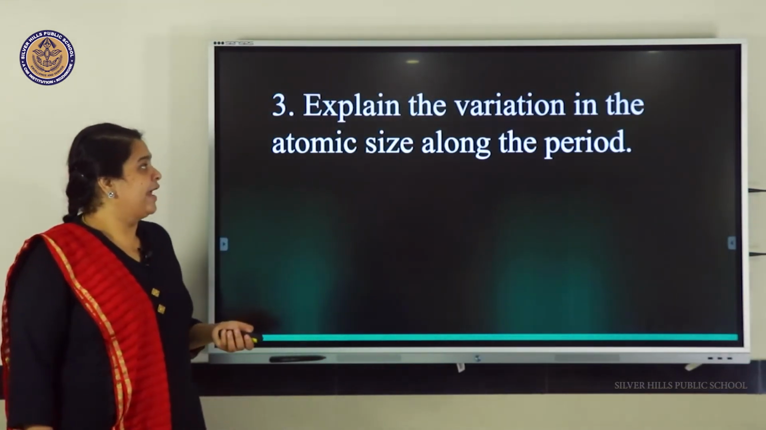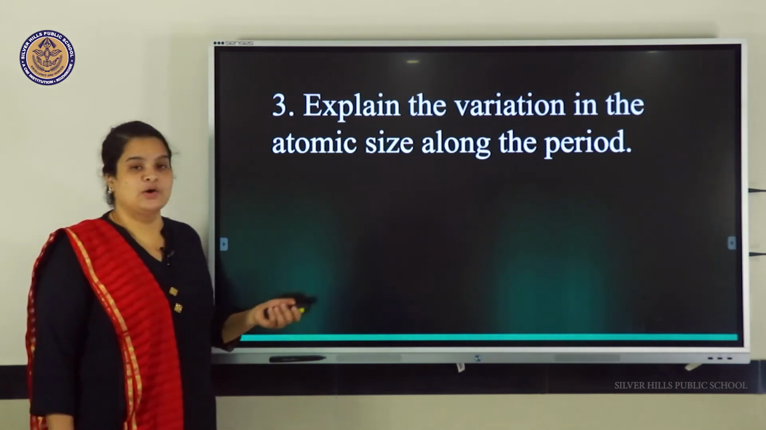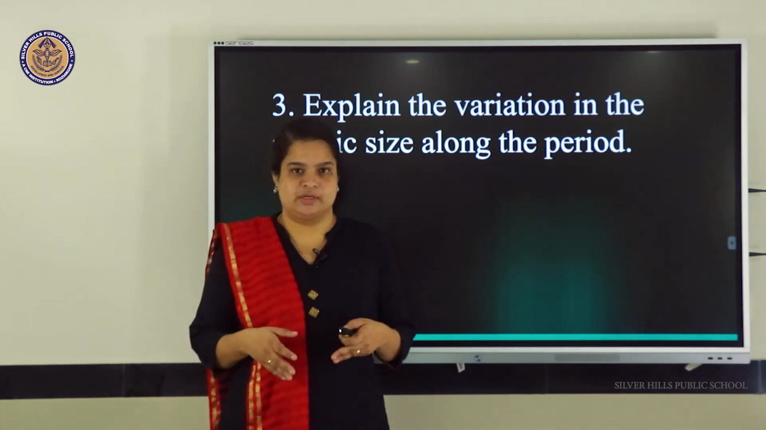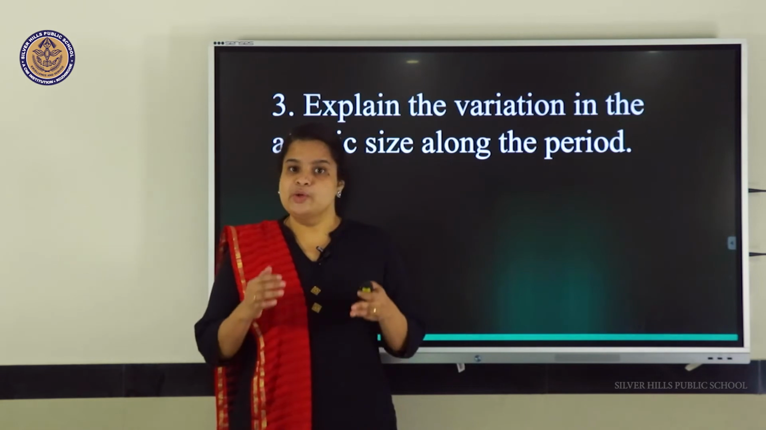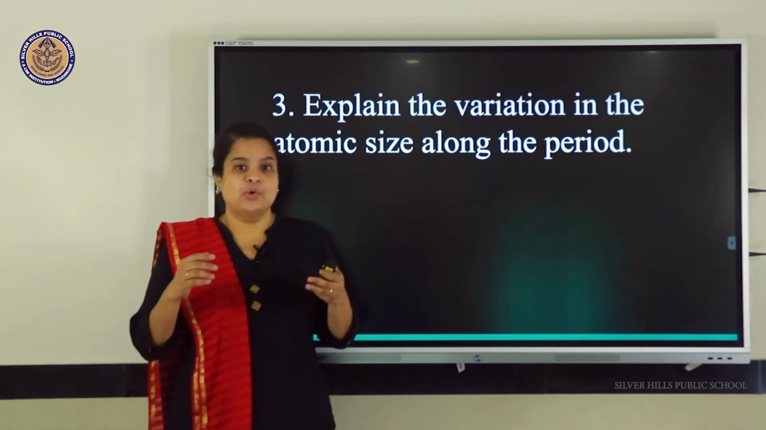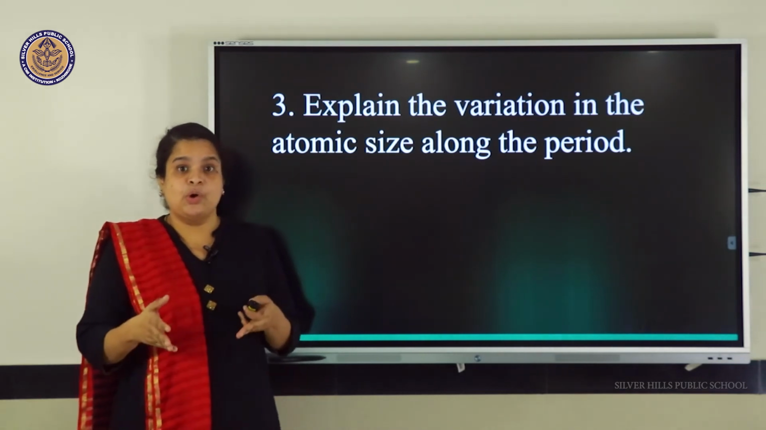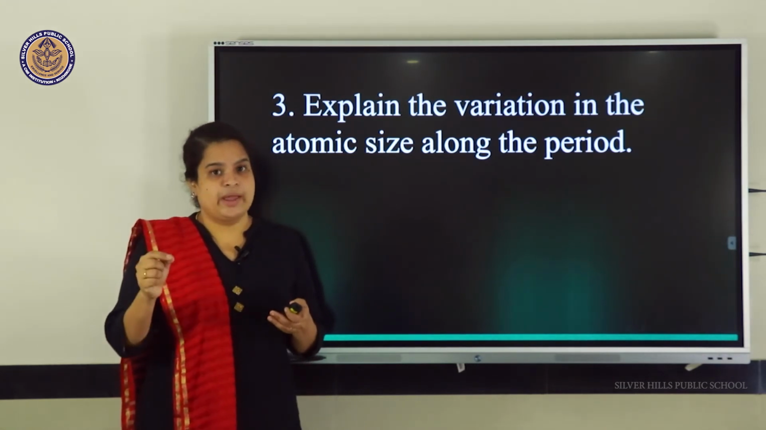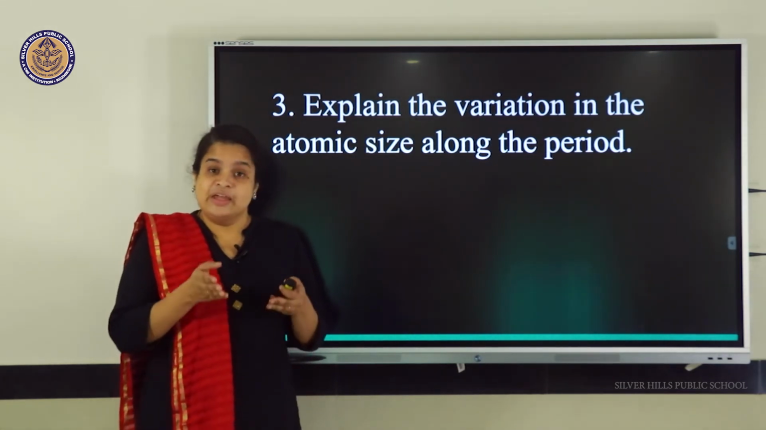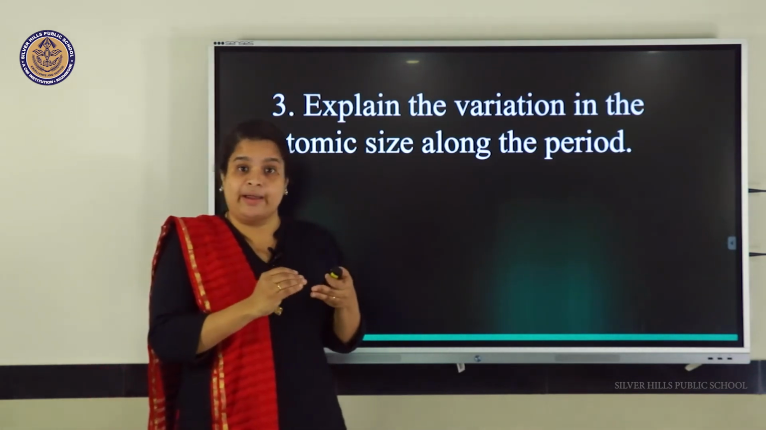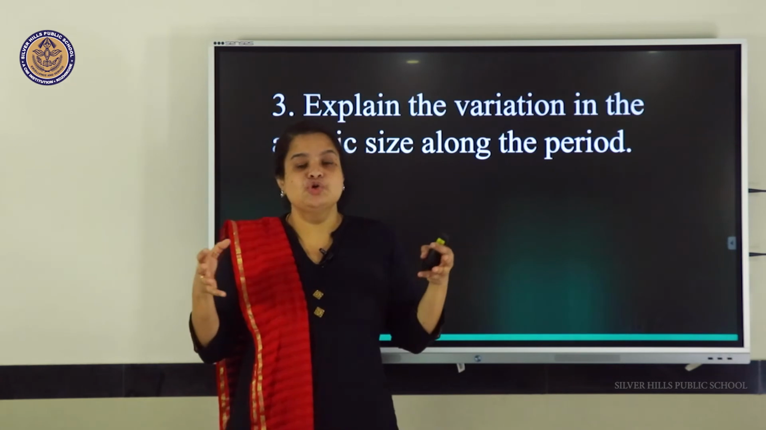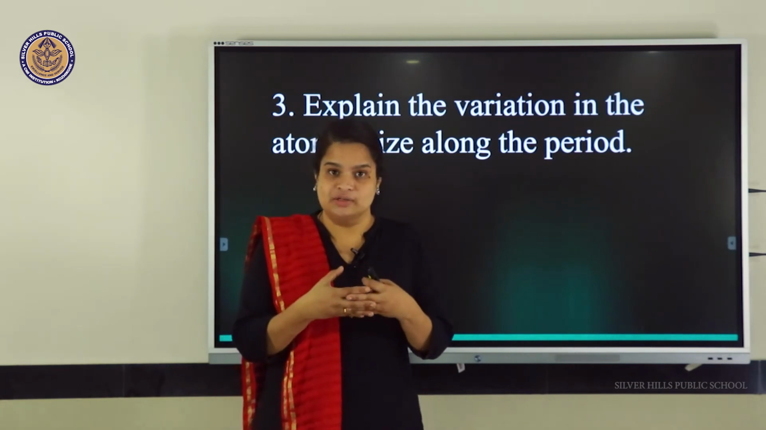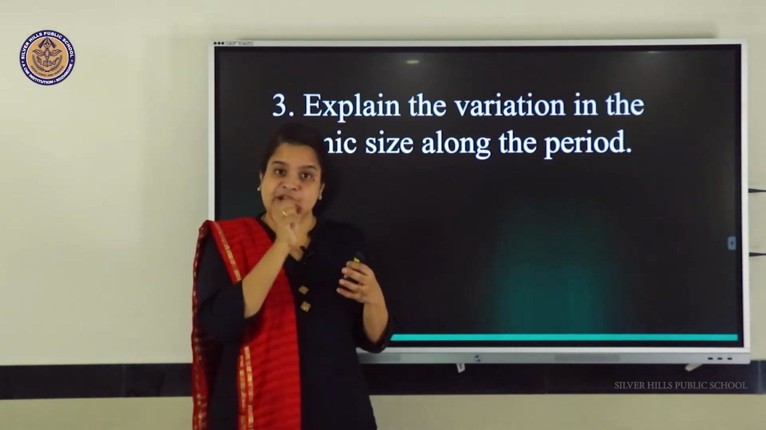Question number 3, explain the variation in the atomic size along the period. When you see such a question for the board exam, it can be a 2 mark or a 3 mark question. For this, you have to first draw the graph, where you see that there is a curve. From scandium to iron, the size decreases because the effective nuclear charge outweighs the shielding or the screening effect. Then you see in the graph that it is constant from iron to nickel. This is because the two opposing forces, the effective nuclear charge and the screening effect, balance each other. So, when you draw the graph, after that you have to mention this point.